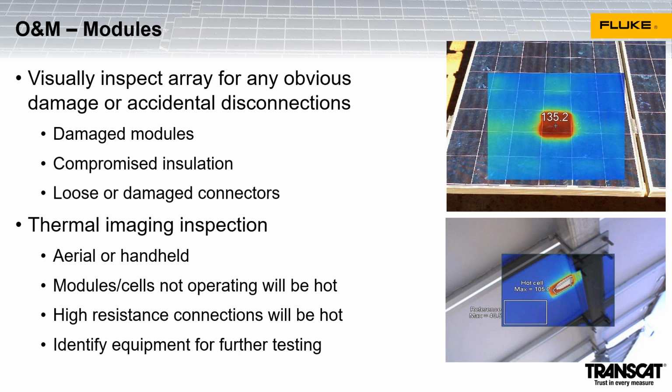As mentioned before, any module or module cell that's not operating is going to be hotter than the comparable modules. In the picture here, we see we've got a hot spot on this cell, so most likely either an internal issue with the cell, a manufacturer's defect, or it may even be shading. There could be bird poop on that cell, and that's causing it to heat up because of increased resistance there. We can see both the front and the back side of that module, and you can very easily identify that hotspot there.